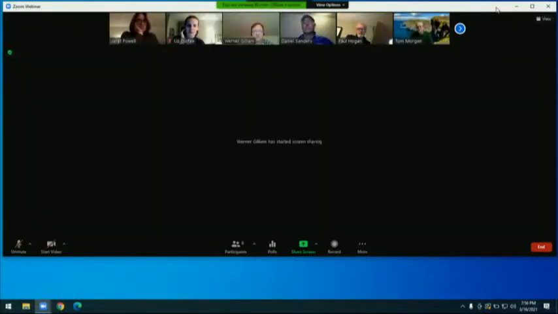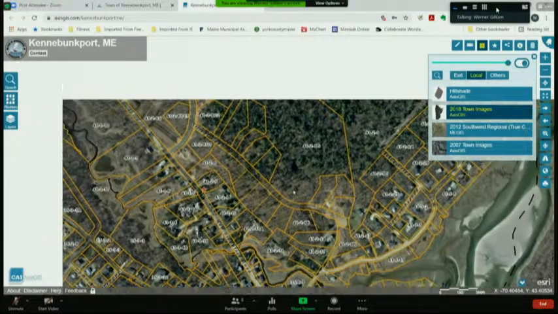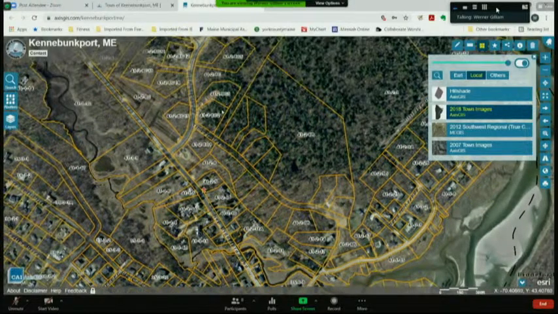All right, so can everybody see the GIS map screen? Okay. So this is what we're looking at here. This is phase two of Binnacle Hill. And this particular piece that you're looking at here, Dan, which is I think the one you were asking about, is the open space parcel. Okay.